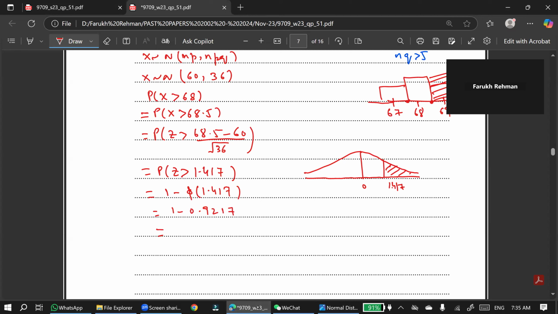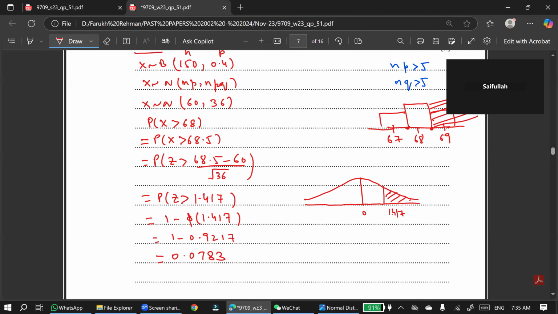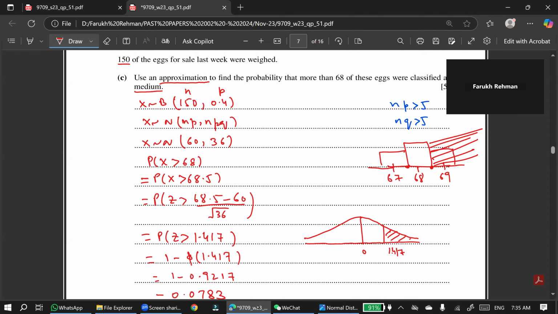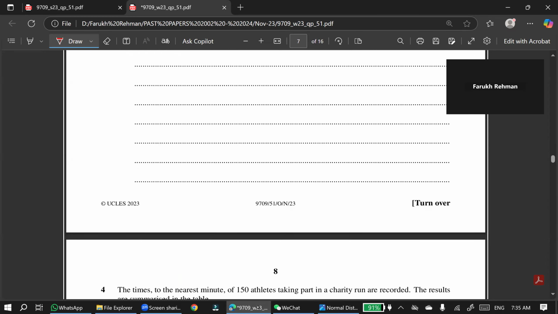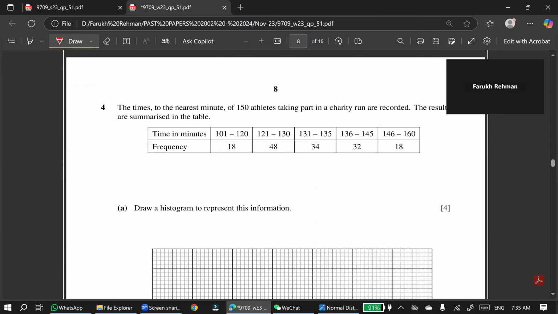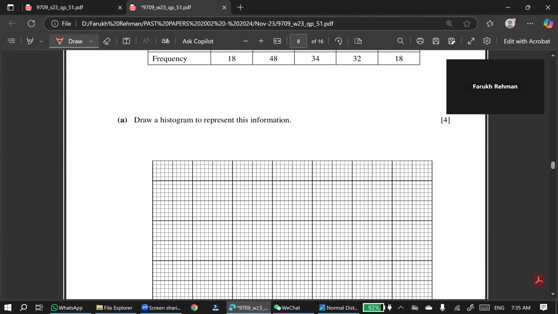What's the final answer? 0.0783. This one is the probability of more than 68x are classified as medium. Now, which question? Question 6.